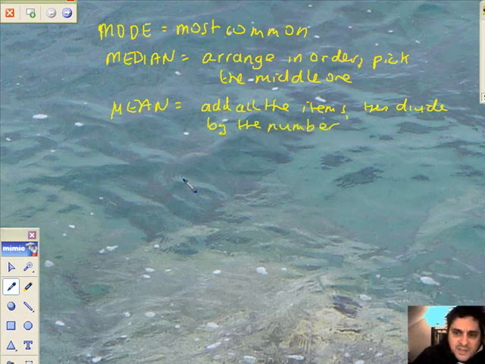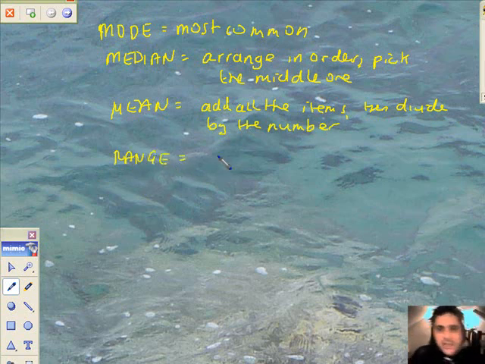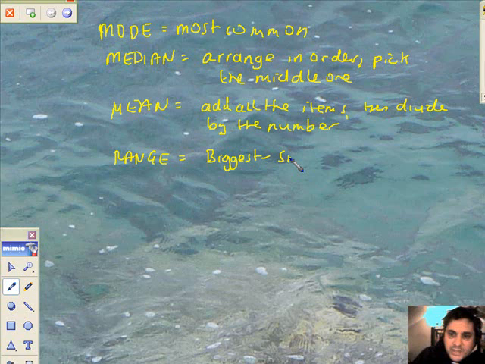Alright, and the last basic statistic is called the range. For example, an age range would be the oldest take away the youngest, but generally speaking it will be the biggest number, then you take away the smallest.